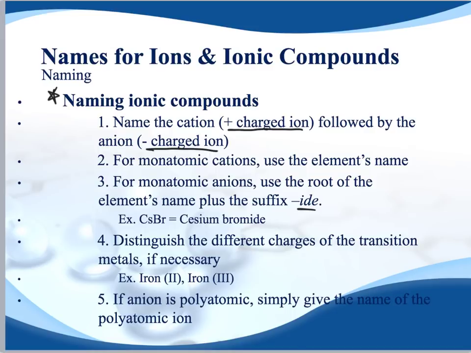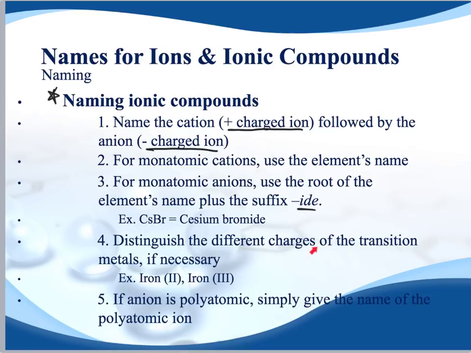Okay, so if I've got a compound here, CsBr, the cation is the first one listed, and that's what's always going to be listed first. Cs is cesium. Okay, that's where that name comes from. And Br being bromine, but the suffix changes to ide since it's a monatomic anion. So that is cesium bromide.